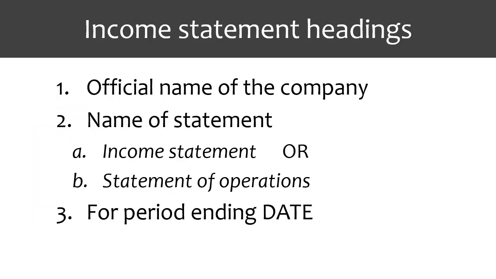The income statement starts with the headings or titles. The first line is always the official full name of the company. The next line is the phrase income statement or statement of operations. Both of these phrases refer to the same financial statement. The third line will always be the period line. It will be for the year ending December 31st, whatever year, or it could be for the quarter ending March 31st, whatever year. But that date line will always be for a period of time that is specified, not for one date.